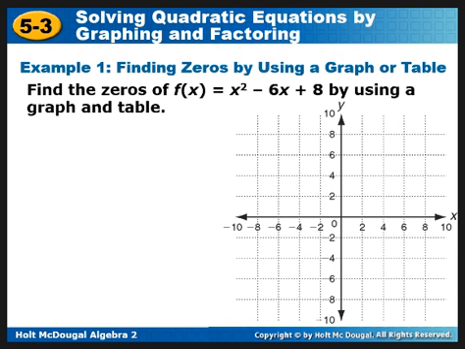All right, now we're going to start with graphing. We're not going to spend a lot of time graphing. We want to get into the factoring and how we can use factoring to solve these.